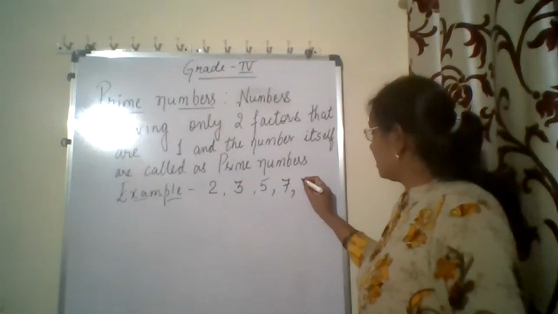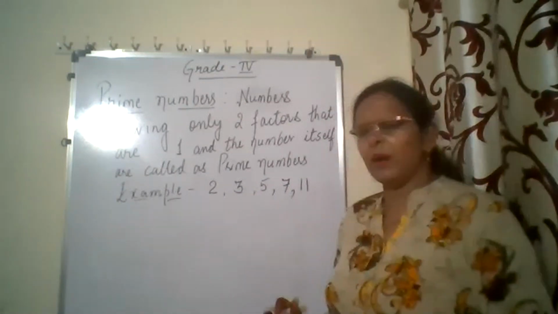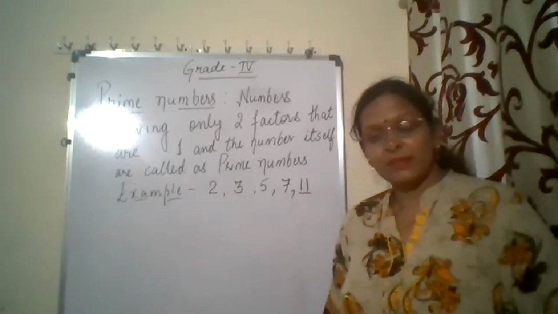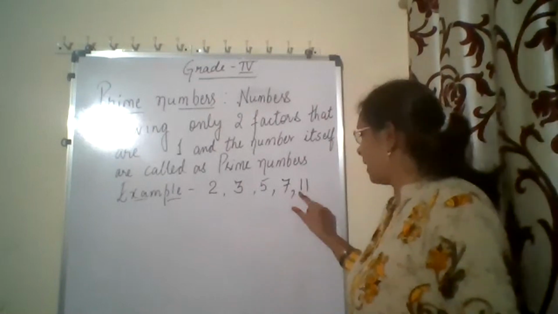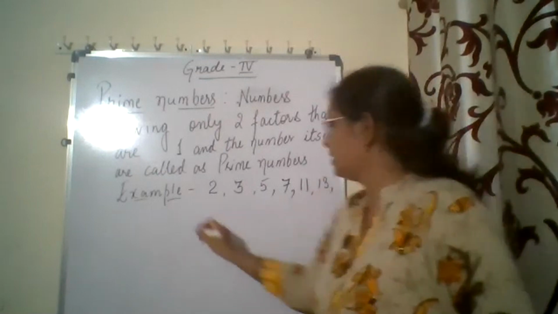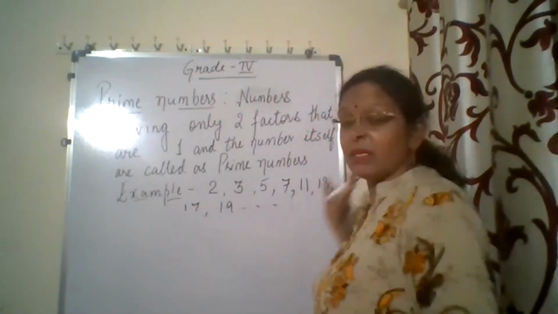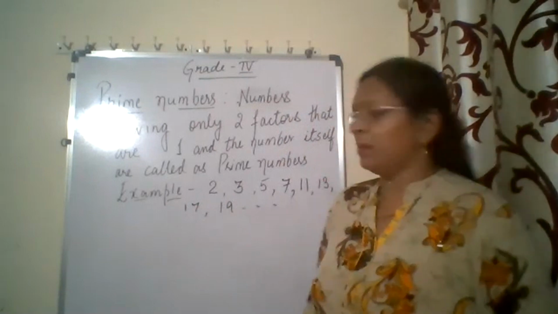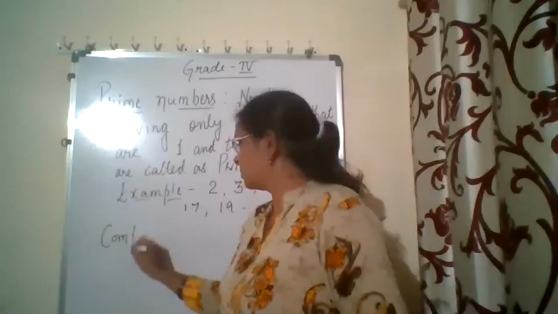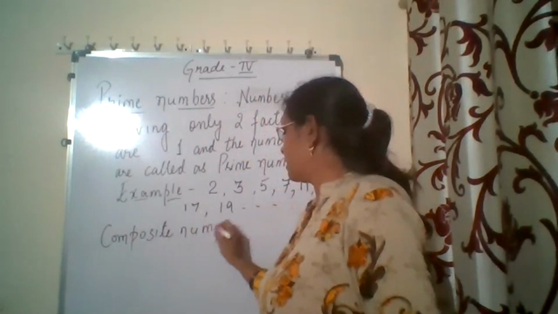Now number 11. See, can you find any number which can divide 11 other than 1 and 11? No. So 11 is a prime number. So you can find out many more numbers like 13, 17, 19, etc. All these numbers, they are infinite prime numbers. But what are composite numbers? What are composite numbers?